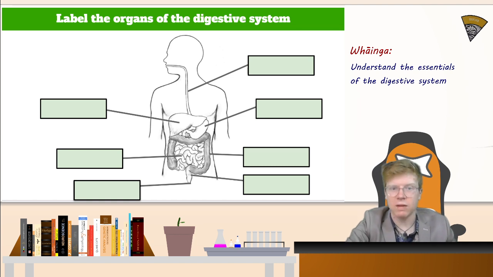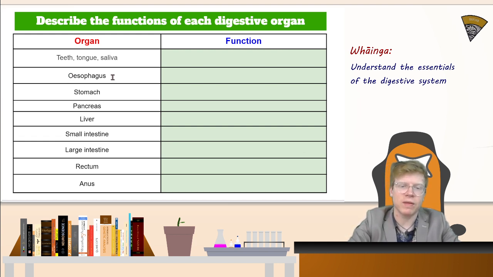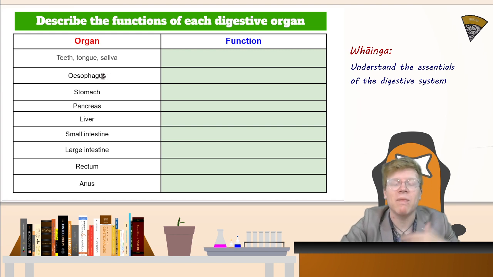So if you've got that, you've nailed that, you can move on to this slide, which talks about the functions of each digestive organ. You're welcome to have a little bit of a Google to find out more about these things. The only real tricky one is pronouncing oesophagus. You might see that spelt esophagus or oesophagus. The first is the American spelling, and the second is the British or, in New Zealand, more common spelling. All right, with that, if you've done it, fantastic.